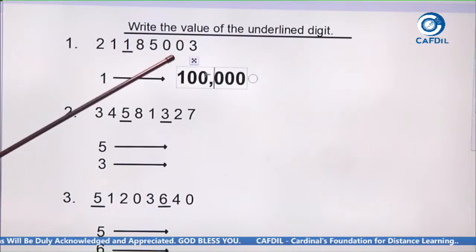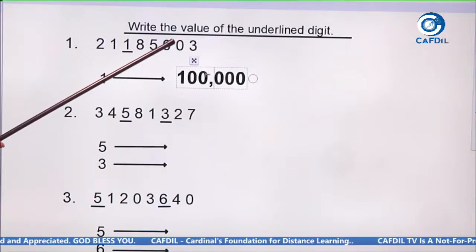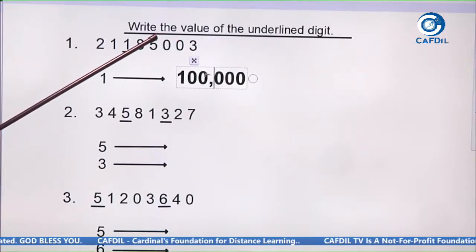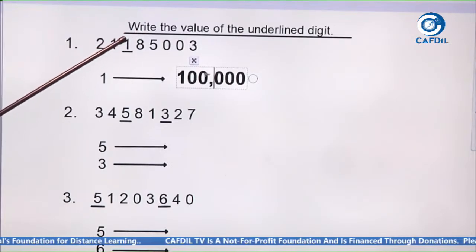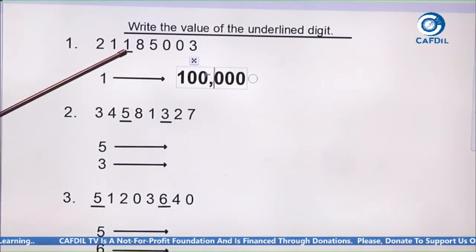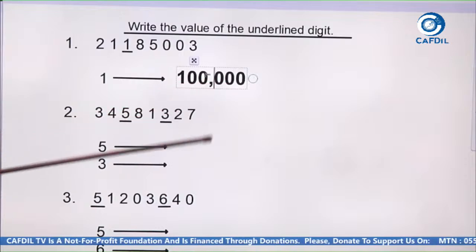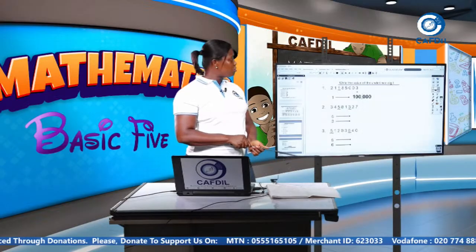When you start writing indicating the places, this will be ones, tens, hundreds, thousands, 10,000, and here will be 100,000. That is why we have this underlined 1 over here to be 100,000. That is it. It's not difficult at all. Let's do the next one.